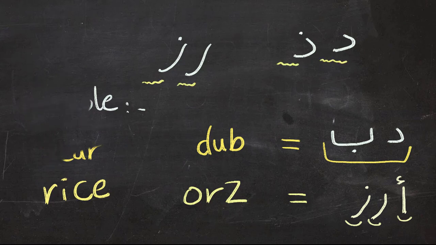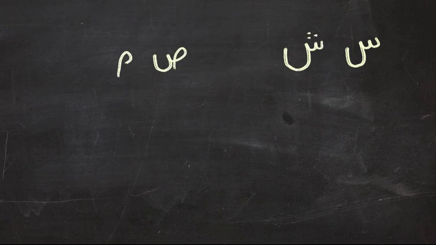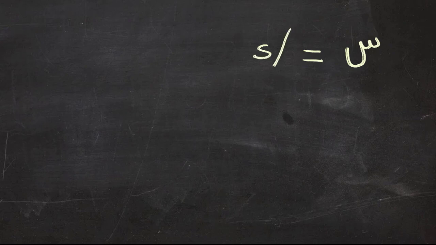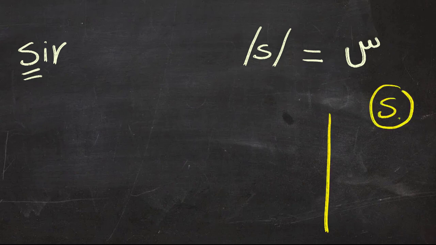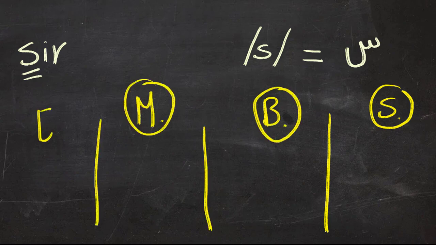Moving on to the next 4 letters that we will be focusing on in the second half of lesson 2. These are sin, sheen, sad, dad. And we're going to start with the first one, sin. From the sound of it, you can already guess that it is the S sound, like in the word sir. Sir. It is very similar to it. No problems there. Easy peasy.